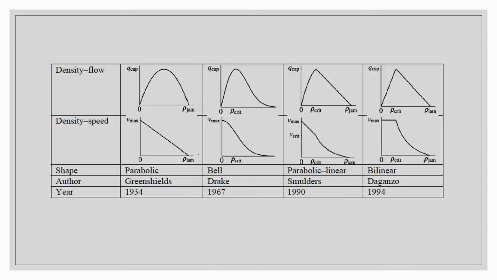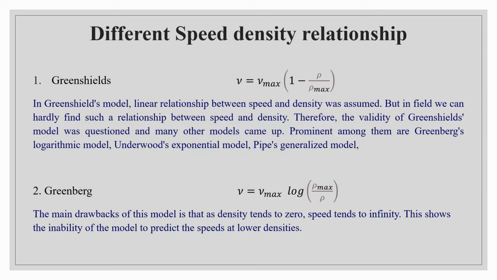These are the different fundamental diagrams which were given by different authors. This was the very initial one, given by Greenshield. Then these are the bell-shaped fundamental diagram given by Drake. This is given by Smulders, and the bilinear was given by Daganzo. Greenshield gave a linear relationship. It was perfectly linear, and the authors debated this, and then they developed their own speed density relationships. So these are the different speed density relationships which became famous.